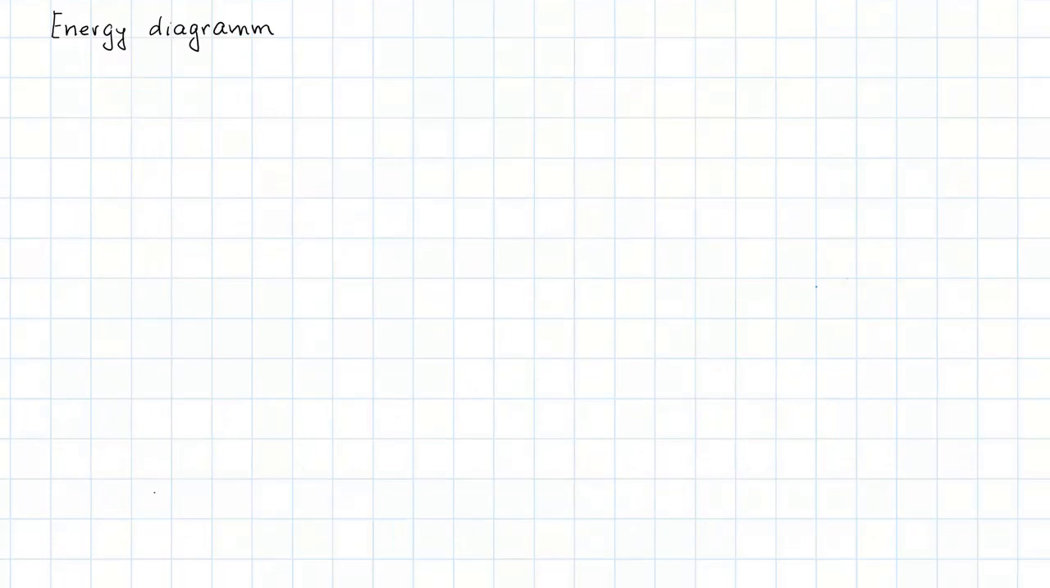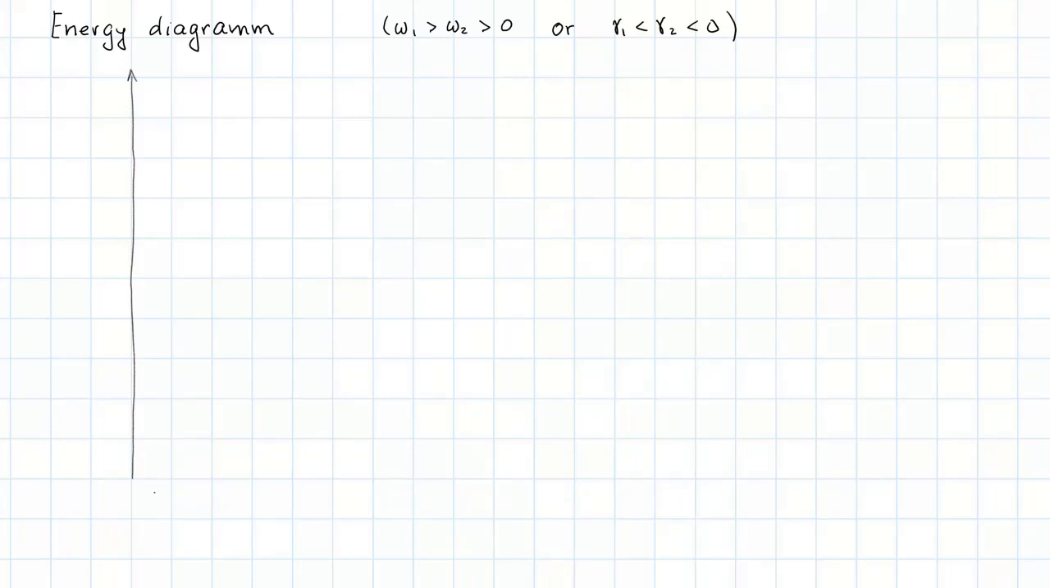Okay, let us analyze the dependence of energy levels on magnetic field B by plotting the obtained eigenvalues as a function of B. Here I will consider the case when the frequency omega 1 is larger than the frequency omega 2 and larger than 0, which corresponds to the situation when gamma 1 is smaller than gamma 2 and smaller than 0. Okay, let's do this plot.